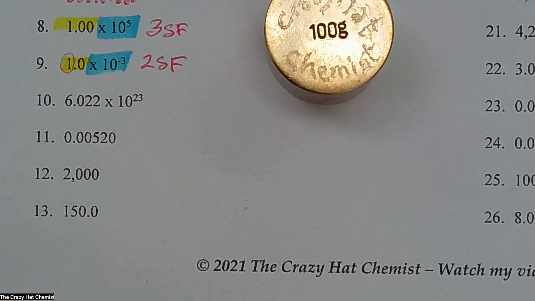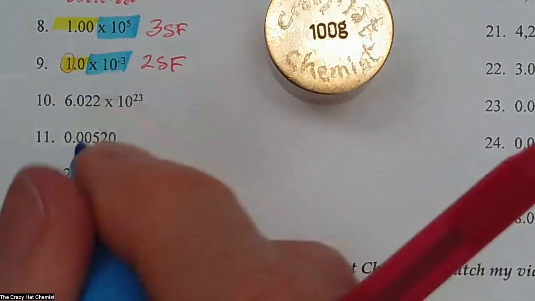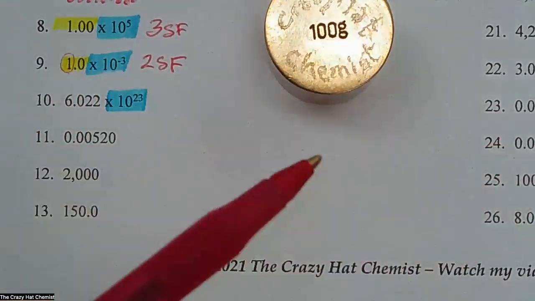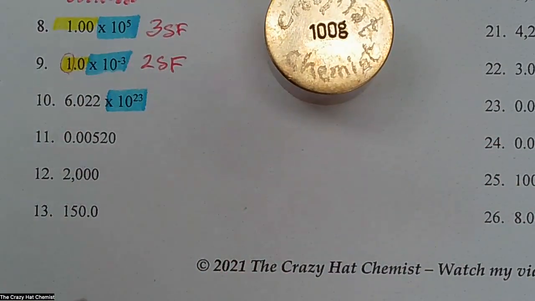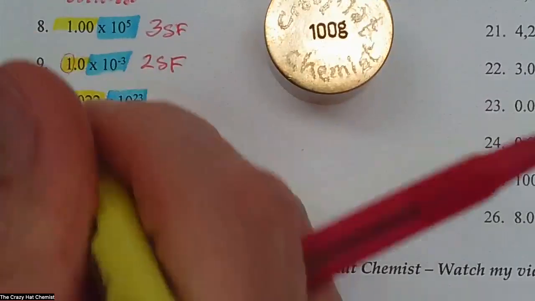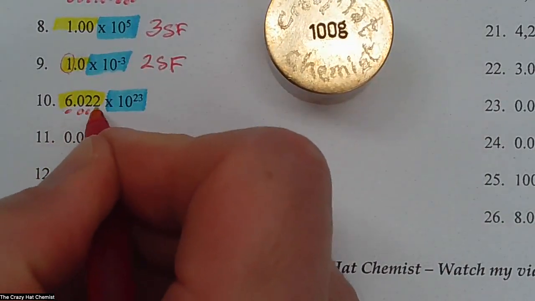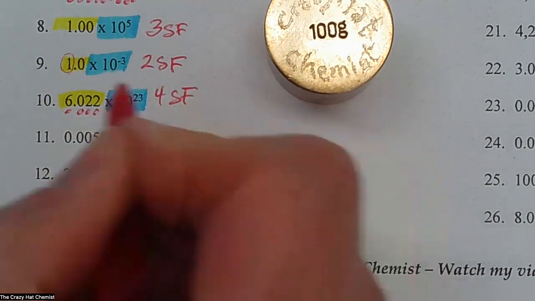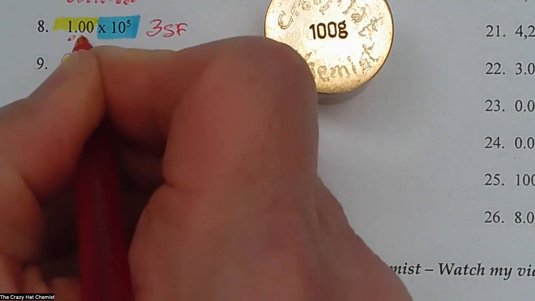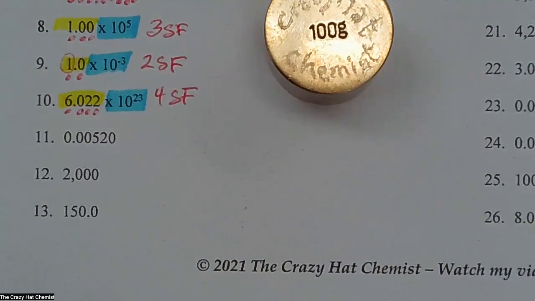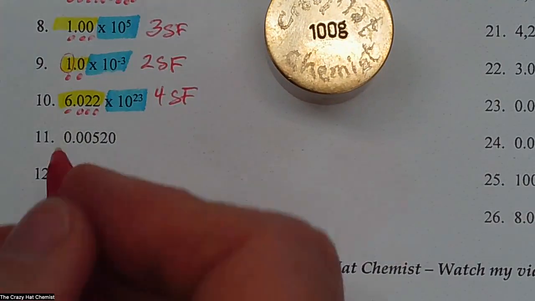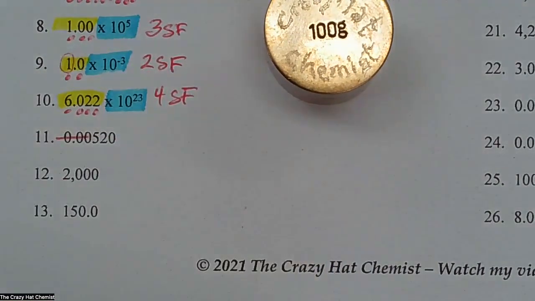So here we go. Problem number 10 is also in exponential notation, okay? But everything counts prior to the times 10 to this. So that means that there are four significant figures. 1, 2, 3, 4, 4 significant figures. I didn't underline these in red, but these count just like before. Okay, fantastic. All right, leading zeros do not count.